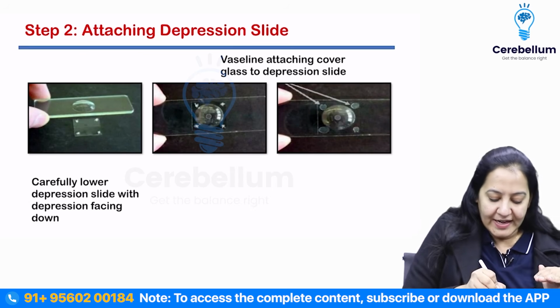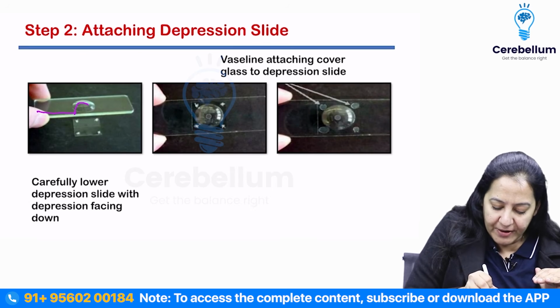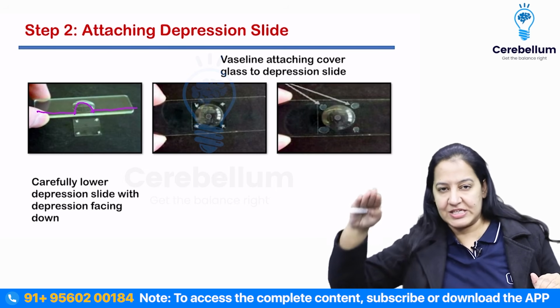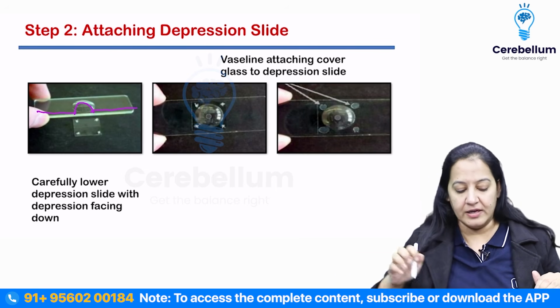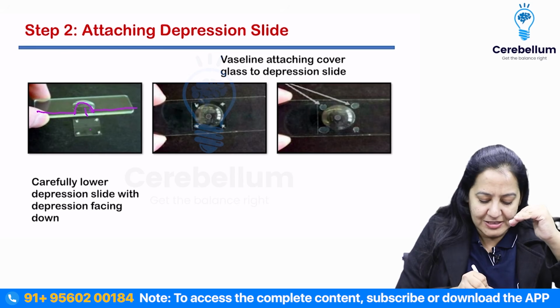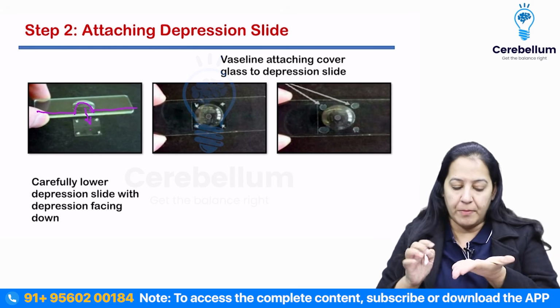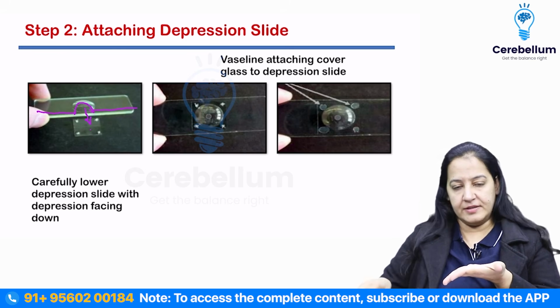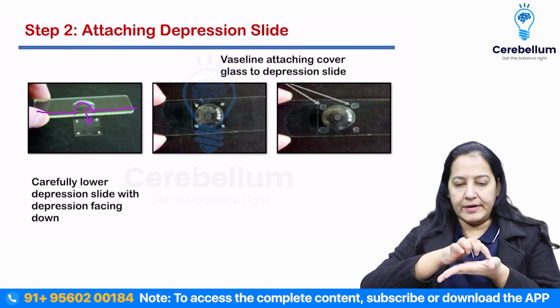In the next step, you have to take a slide. This is a slide with depression at the center. It's not a flat. There is a depression in the center of the slide. So, you have to put that depression just above the drop. Can you see? I'm putting this depressed area just above the drop. So, this is the cover slip. On the cover slip, this is the drop at the center. At the four corners, there is Vaseline.